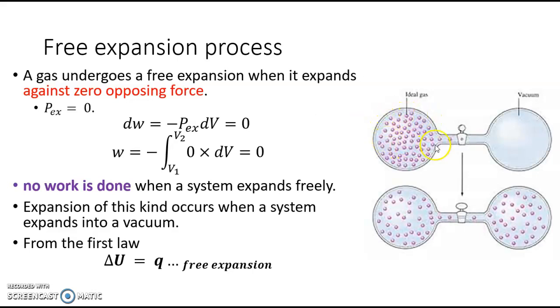The gas is inside here, and the valve is left open and the gas expands. In such a situation, W, given by minus P external dV, equals 0, because P external is equal to 0. So in a free expansion process, no work is done. Usually this kind of expansion occurs when the system expands into vacuum, where there's nothing present.